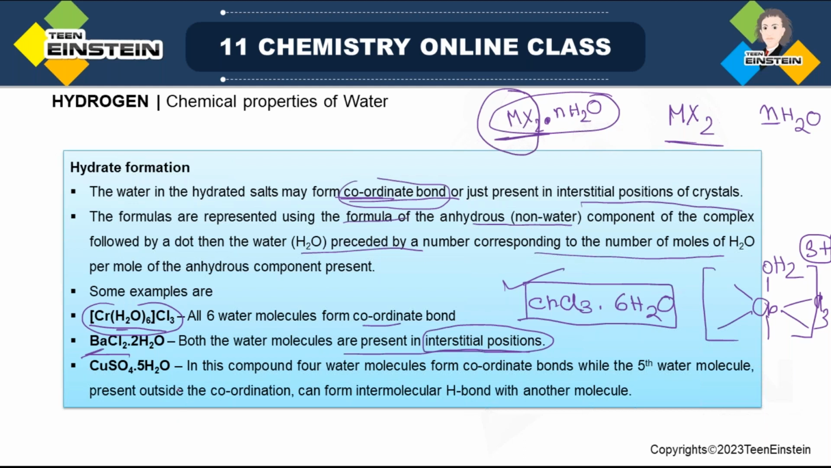Come to the third one, copper sulfate 5H2O. Now this is very famous. In this compound, out of these 5 water molecules, there is an interesting feature. Out of these 5, only 4 water molecules are present by formation of coordinate bonds. But the 5th water molecule is present outside the coordination sphere. And it can form intermolecular hydrogen bonds with another molecule also. Now, in the next slide, we will solve a question based on this, and there we will see the detailed structure of this copper sulfate 5H2O.